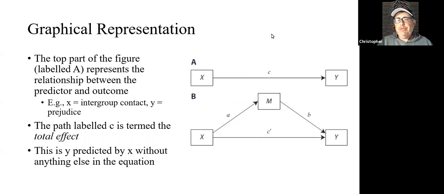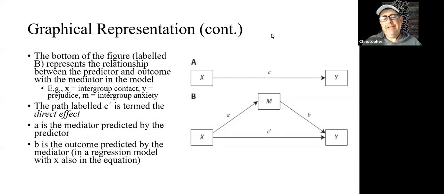The little path between the two, on top of the arrow, is labeled C. C is termed the total effect. That's how much of a relationship there is between X and Y, in this case between contact and prejudice. That is basically a correlation. It's an unstandardized version of a correlation, an unstandardized coefficient, but it's basically how strongly the 2 variables are related. Another way to think about this is that this is Y predicted by X without anything else in the equation. So this would be a simple linear regression in this case.